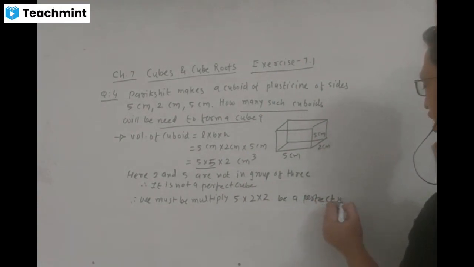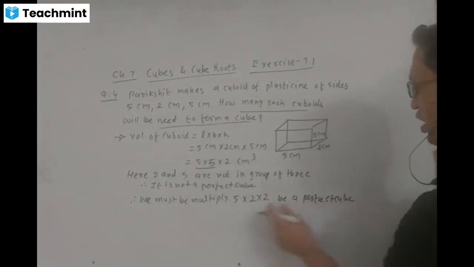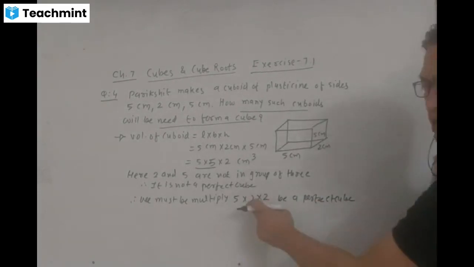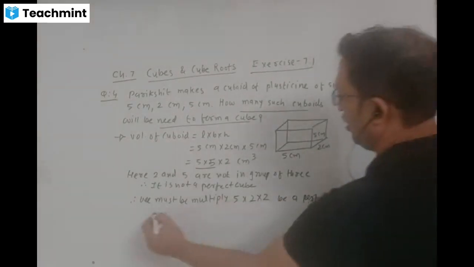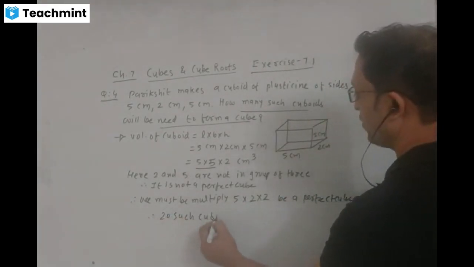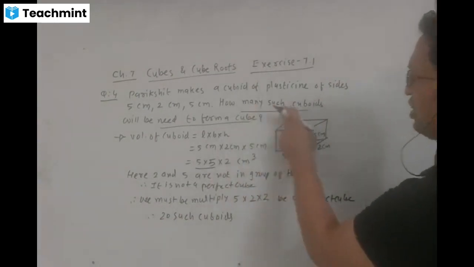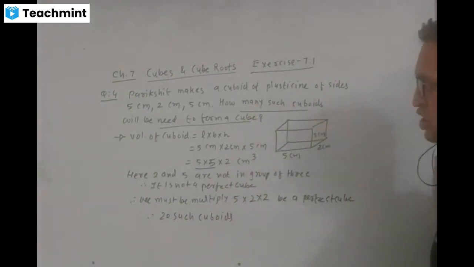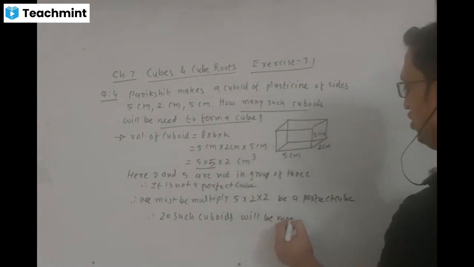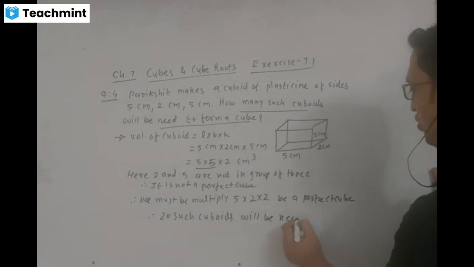And the product of this number is 5 into 2 into 2. 5 2s are 10, 10 2s are 20. Therefore, 20 such cuboids. How many such cuboids? 20 such cuboids will be needed to form a perfect cube.